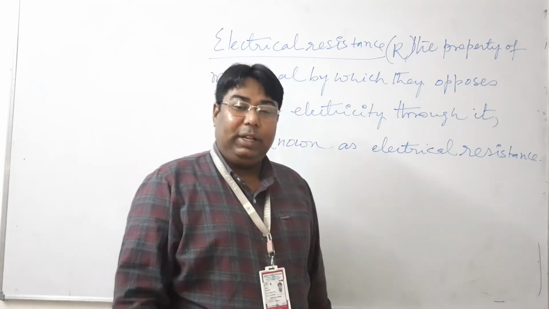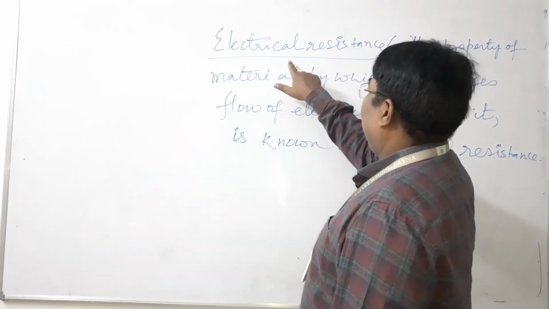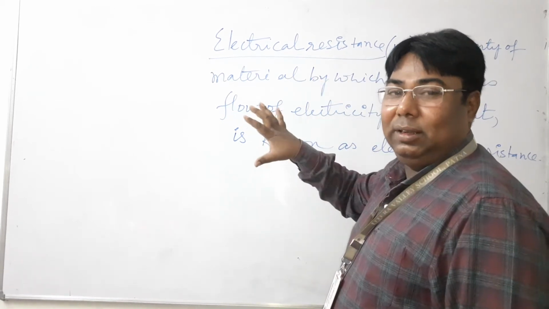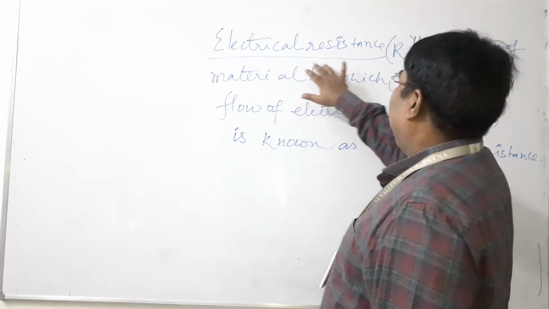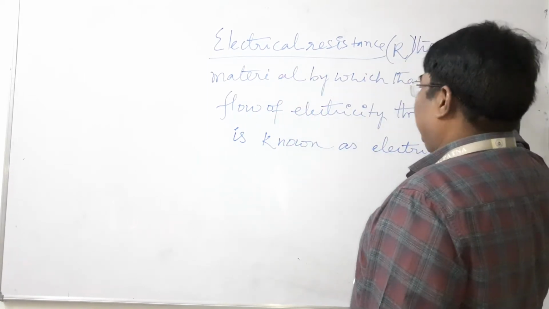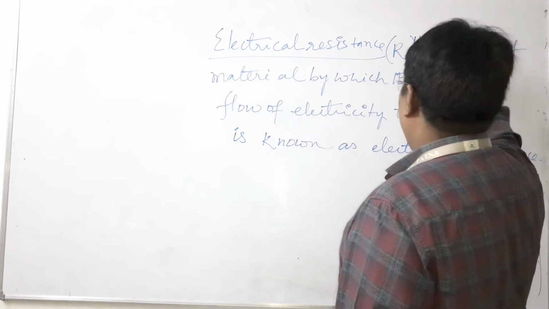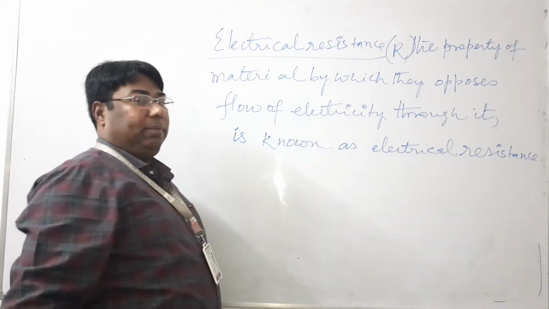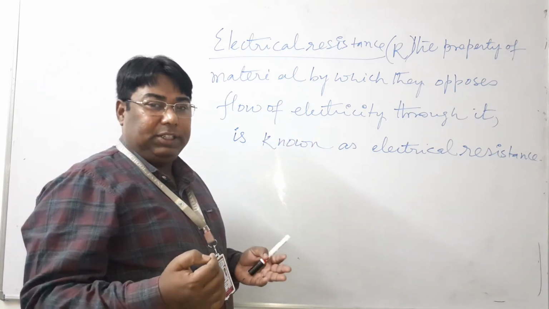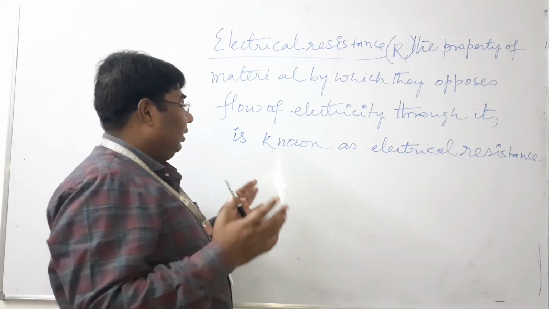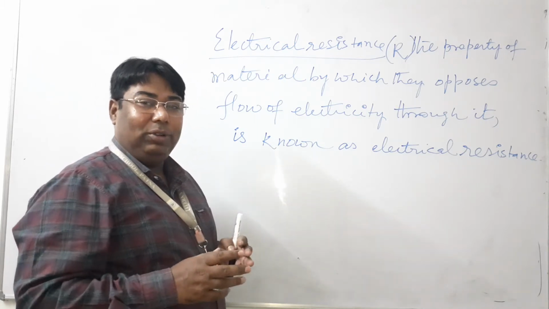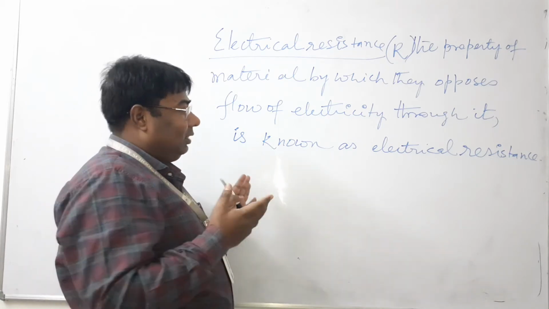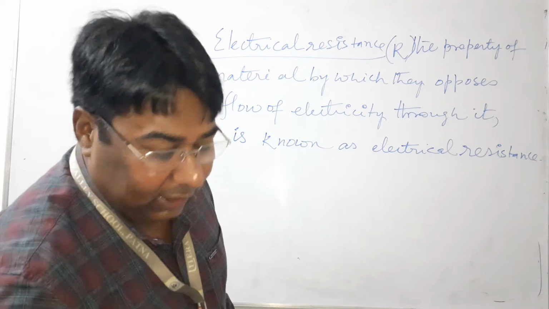First, today's topic is electrical resistance. These are some terms related to the electrochemistry chapter. Electrical resistance is the property of a material by which it opposes the flow of electricity through its cross-section area. All of you already studied resistance in class 10 physics. All of you are familiar with that. Once again, start with electrical resistance.